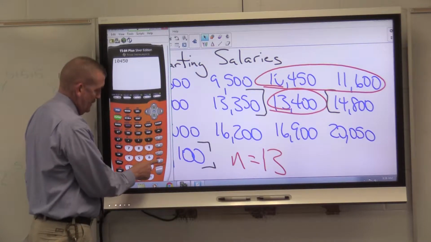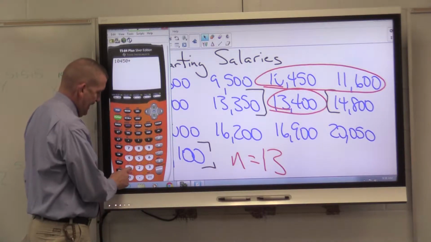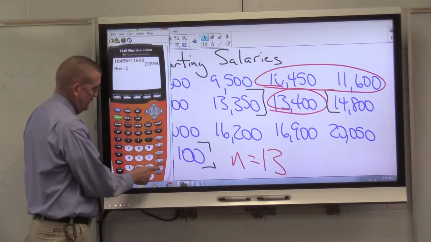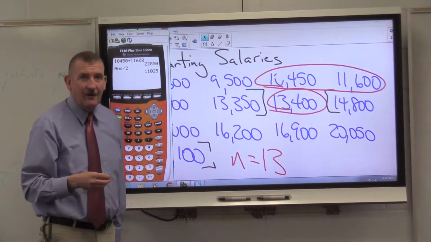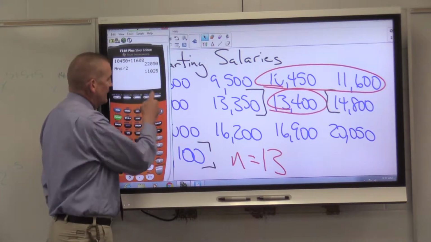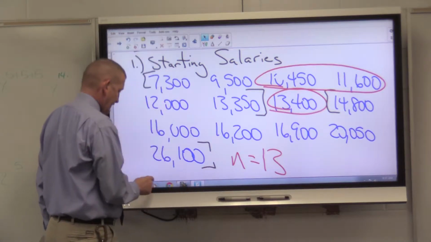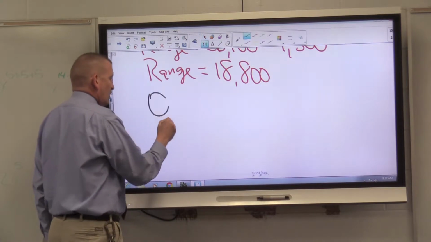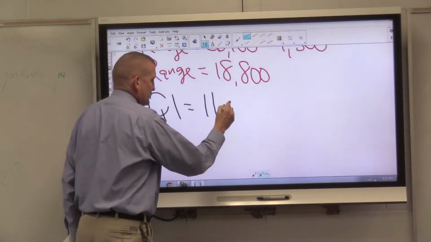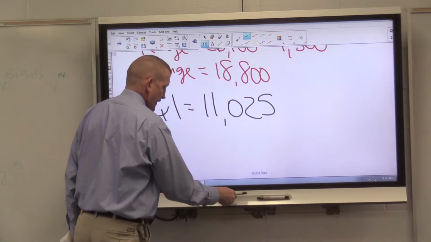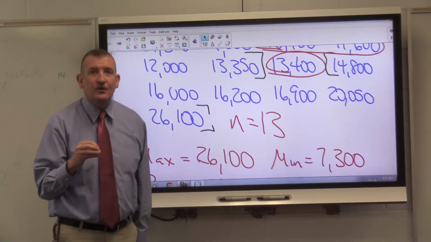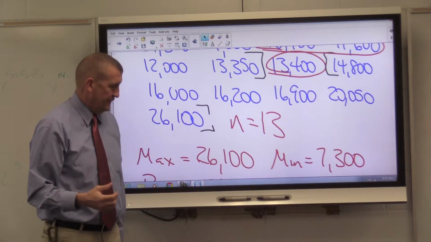10,450 plus 11,600, and I divide that by 2. My lower quartile is 11,025. My lower quartile, again, is 11,025. All right? So we're going to do the same thing to find our upper quartile.